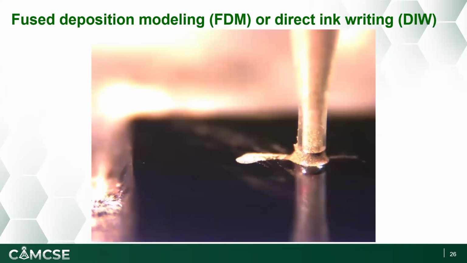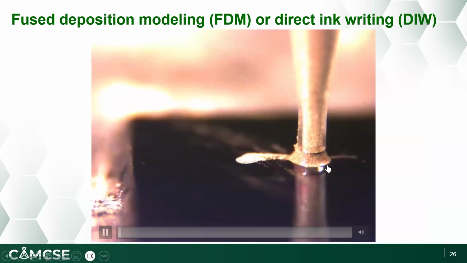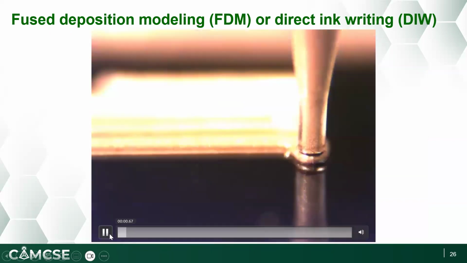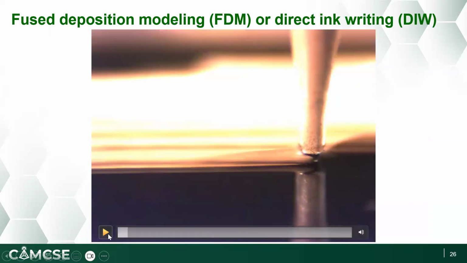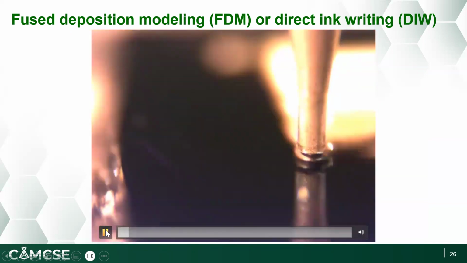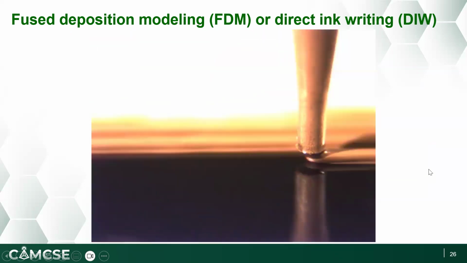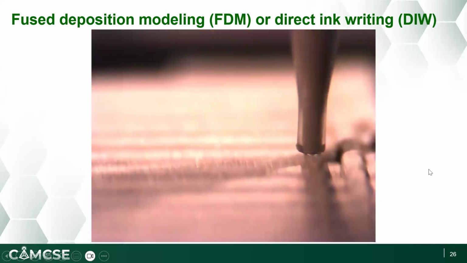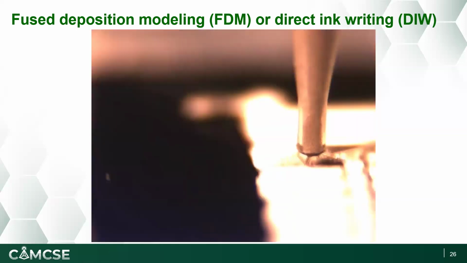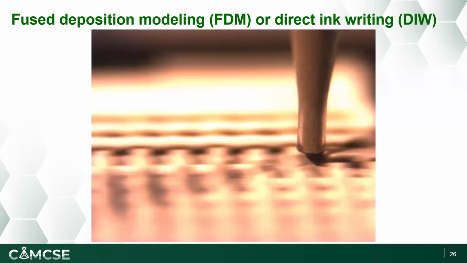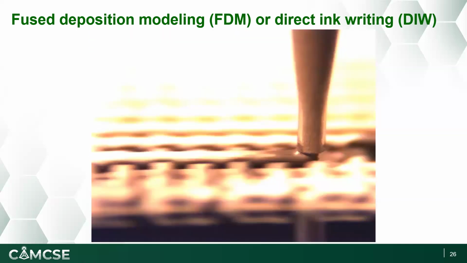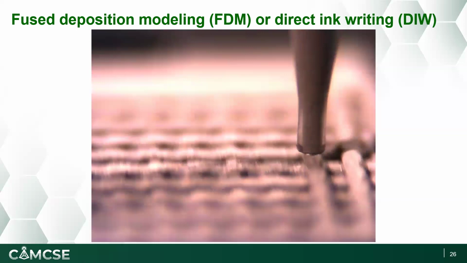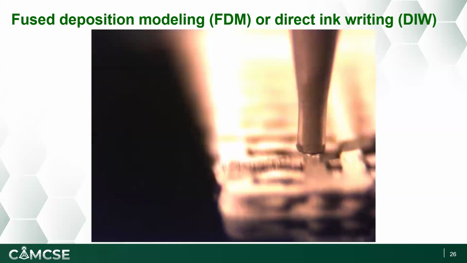And the next technology is extrusion-based technology. It's called fused deposition modeling, or sometimes direct ink writing, which shares a similar principle. This is a video taken from my own research group. You can see in this case, an ink is extruded from a nozzle, and upon extrusion, the ink can retain the shape. You can build an overhang structure layer by layer in this case.